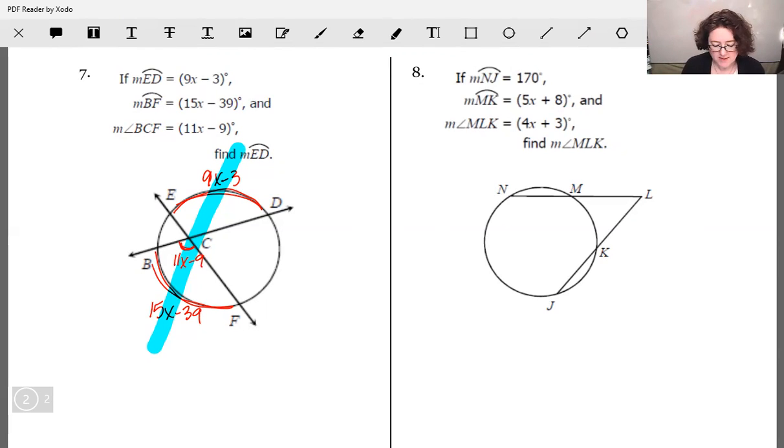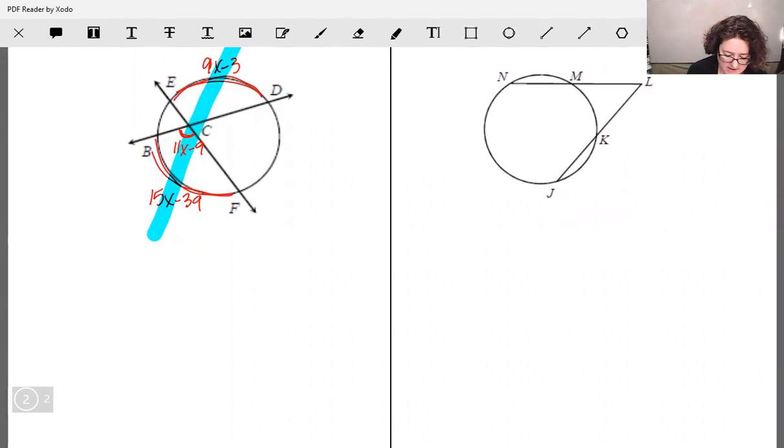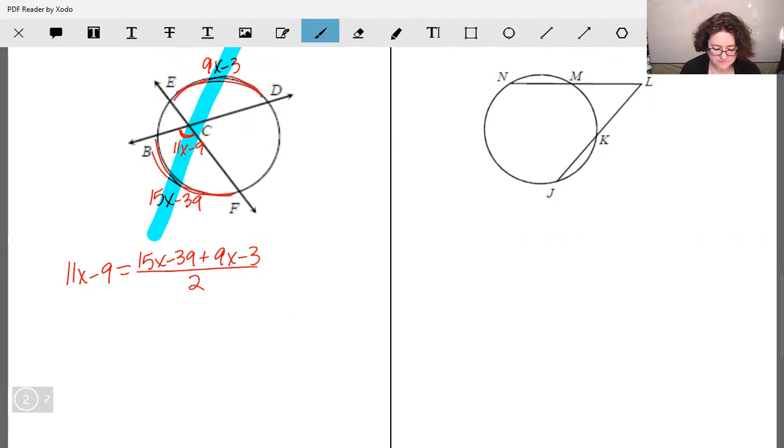Alrighty. So the angle's intersection is inside, which means I add up the arcs and divide by 2. So here we go: 11x minus 9 equals the arc measures, 15x minus 39 plus 9x minus 3, all divided by 2.